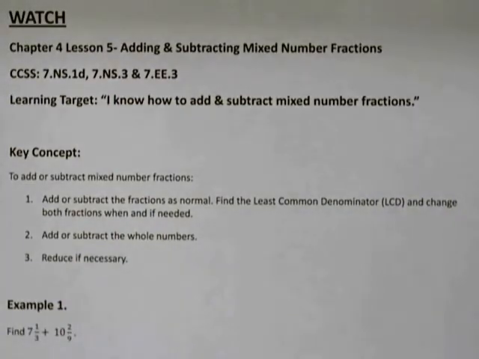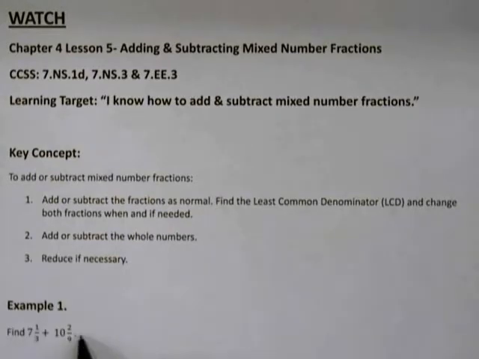To add or subtract mixed number fractions, we're just going to add or subtract the fractions. For example, these fraction parts, 1/3 and 2/9, we'd add or subtract as normal. Find the least common denominator and change both fractions when and if needed. The whole number doesn't change. The second step is to add or subtract the whole numbers, and the third step is to reduce if necessary. So let's see that in action.